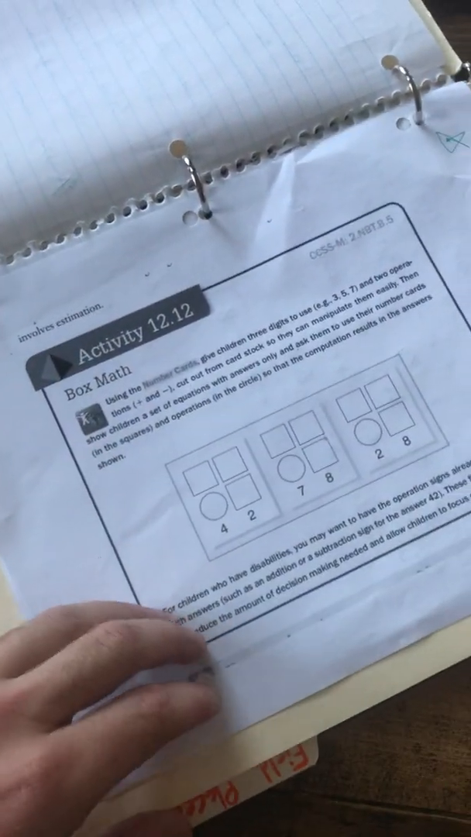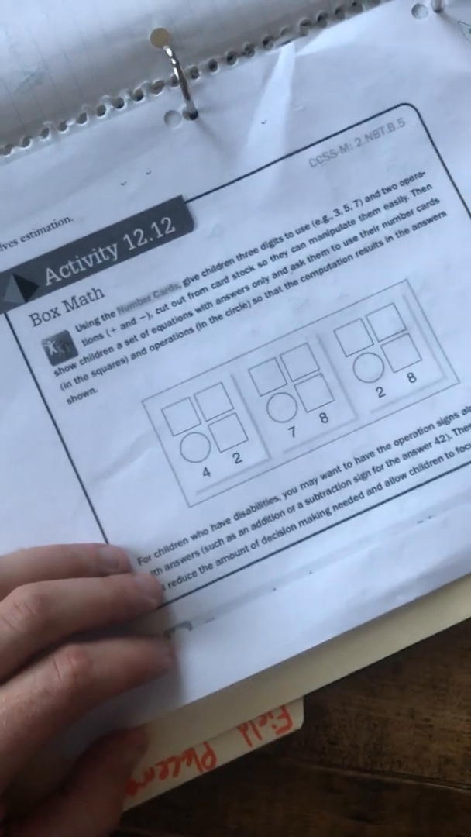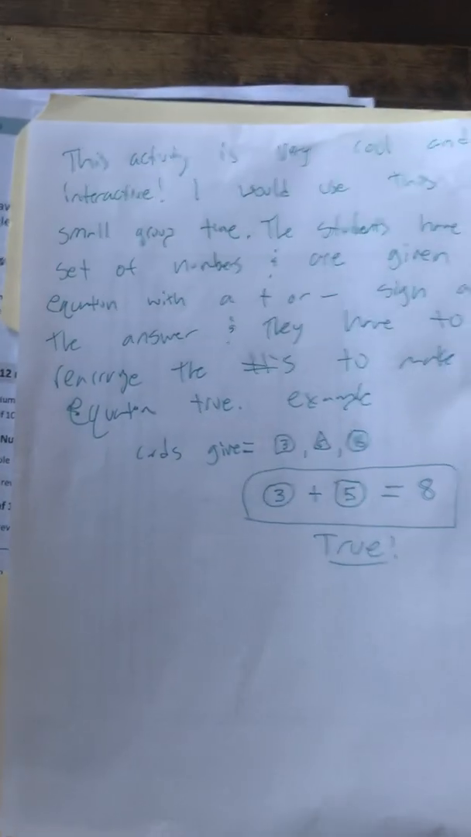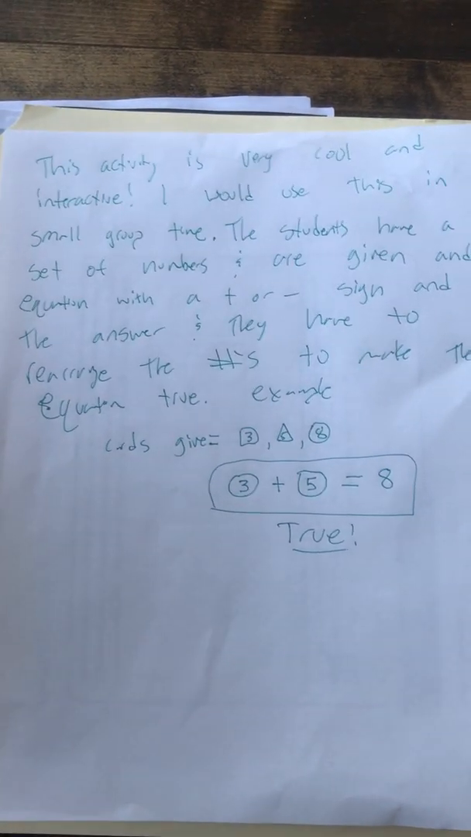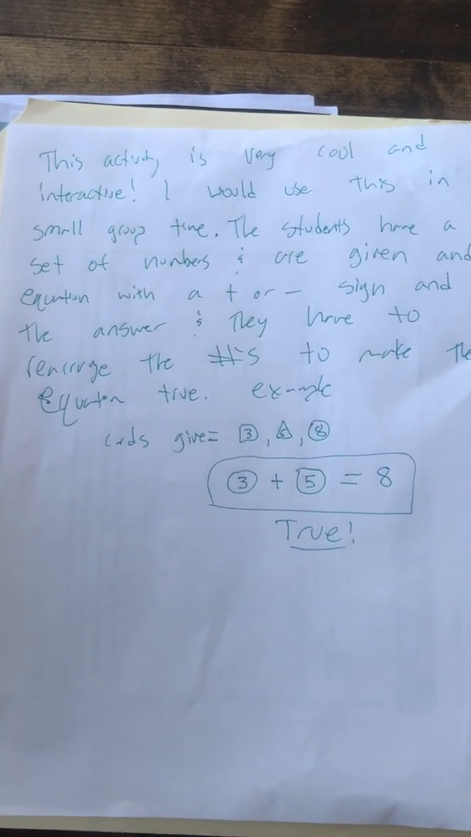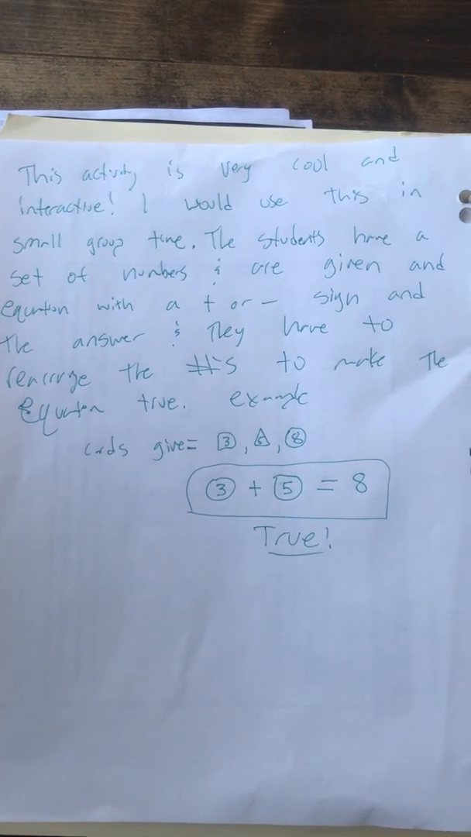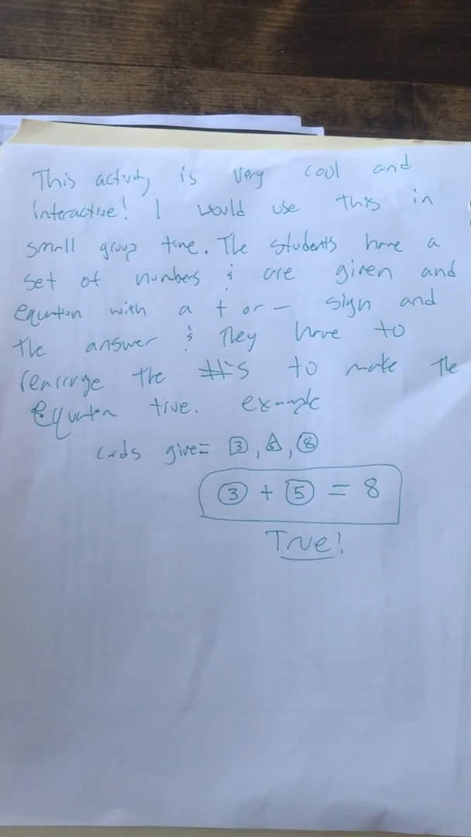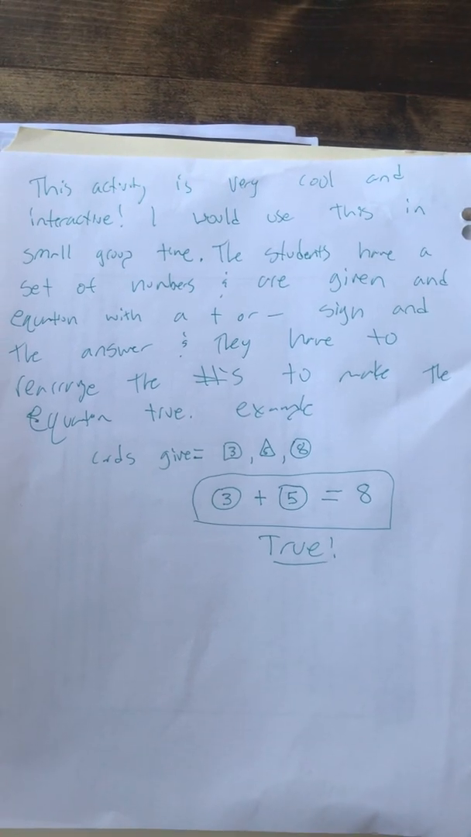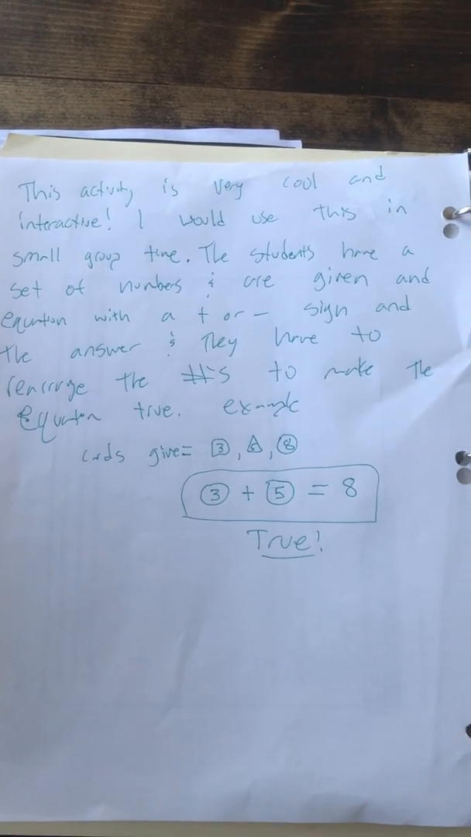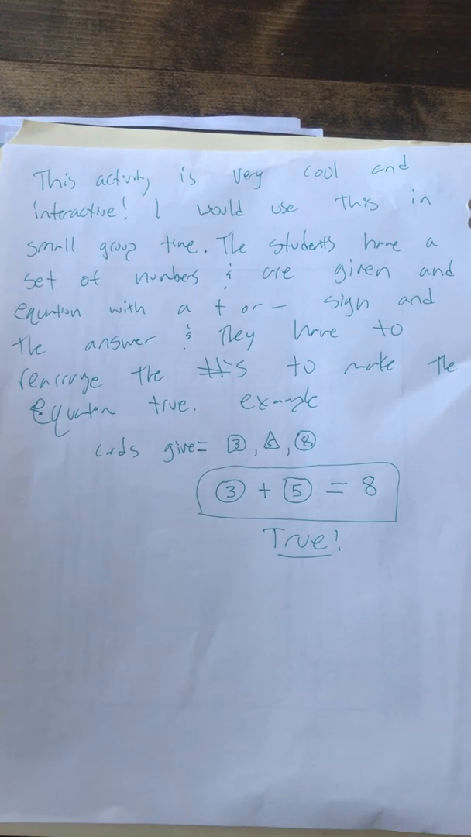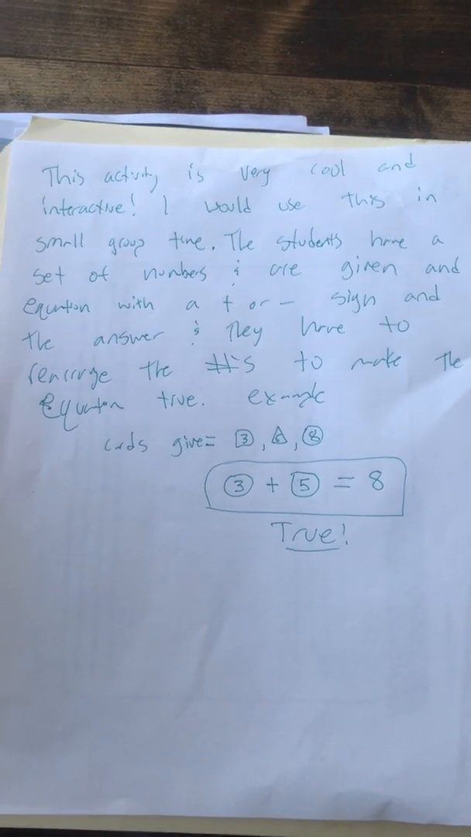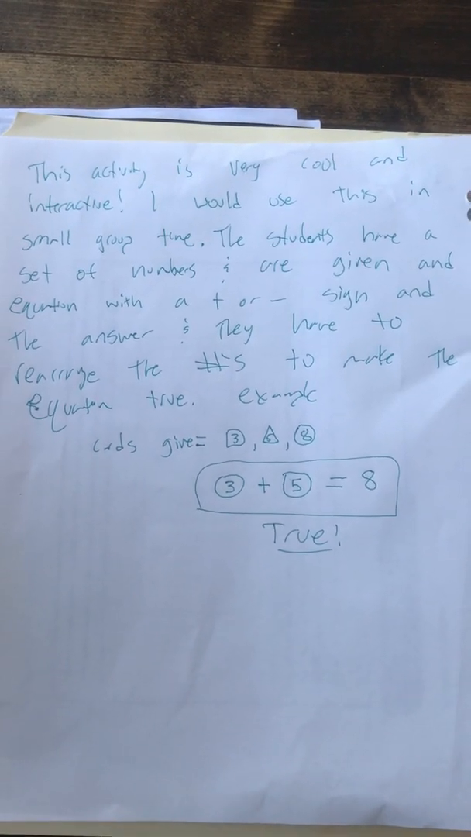And so the corresponding activity that went with this one was activity 12.12. It's called box math. And as you see right here, it shows this. My reflection is on the back. I said, this activity is very cool and interactive. I would use this in small group time. The students have a set of numbers and are given an equation with an addition or subtraction sign, and they're also given the answer. They have to rearrange the numbers to make the equation true.